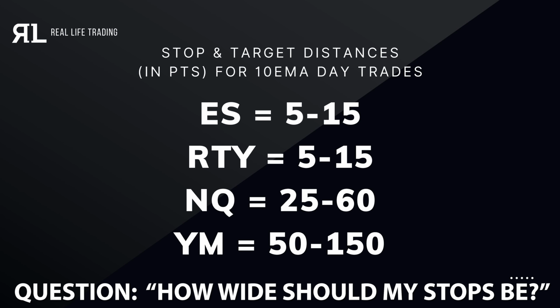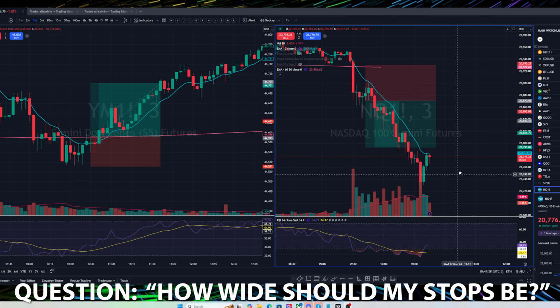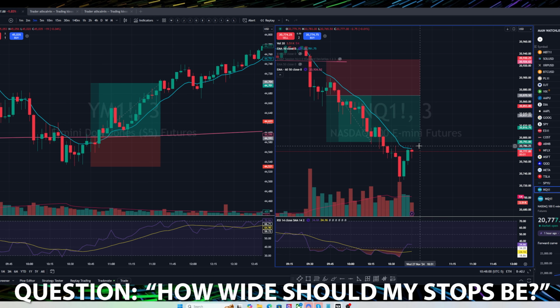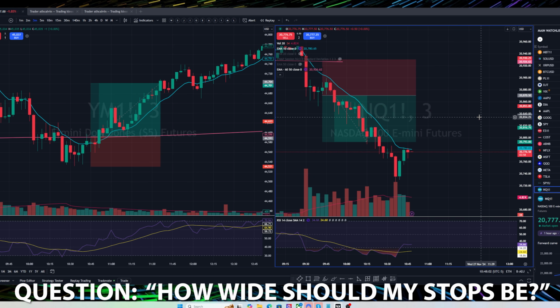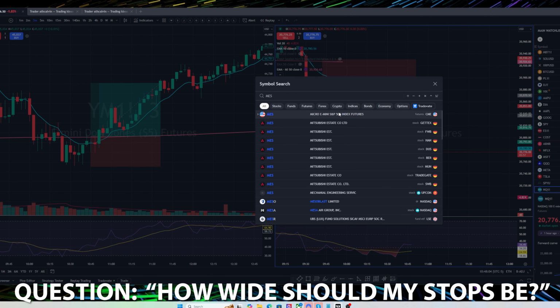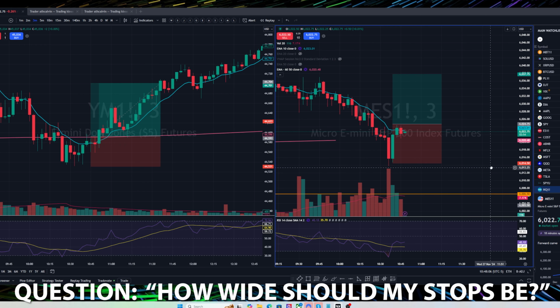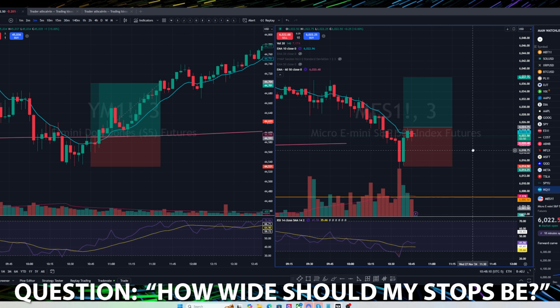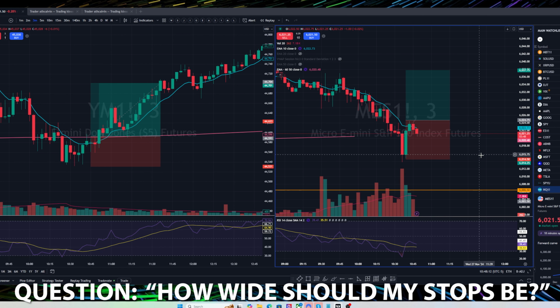So let me just quickly go into some examples here. You see the first one here, ES, 5 to 15 points. We actually have one setting up potentially right now. Now, it hasn't come in yet. I need the, oh, sorry, this is NQ. Let me go to MES. And guys, MES and ES are going to move pretty much the exact same way. One is just 10 times bigger than the other.